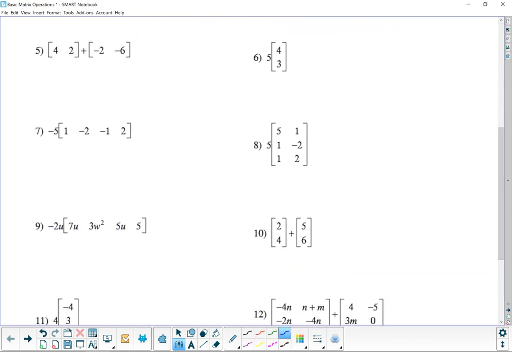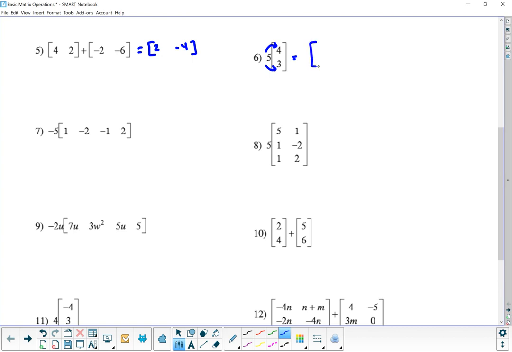Okay, number 5. I'm going to go ahead and just add things that are in the same position. So 4 plus negative 2 is 2. 2 plus negative 6 is going to be a negative 4. That's it. Number 6. 5 is going to get distributed in there.